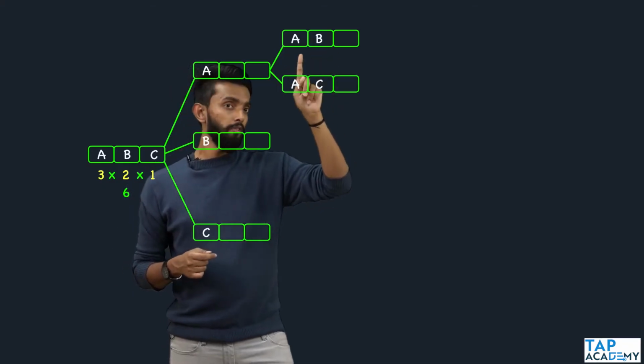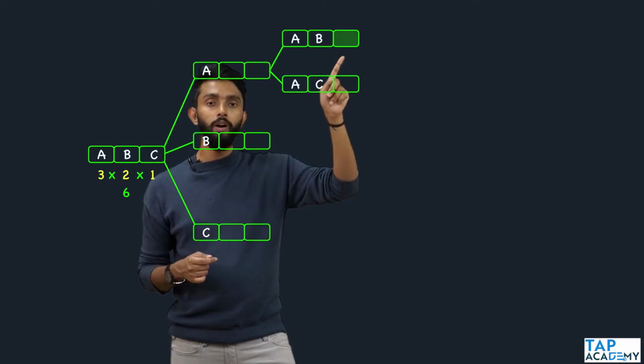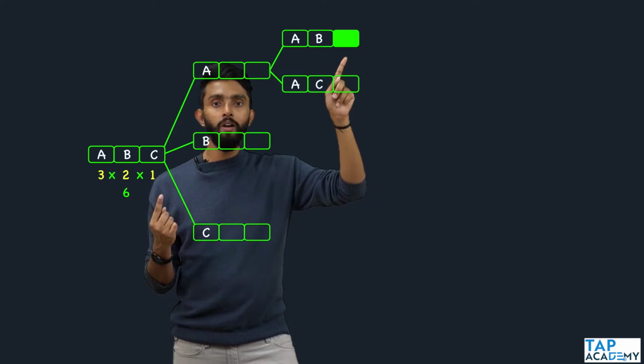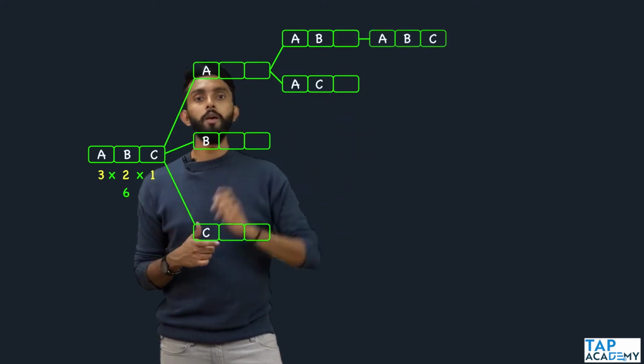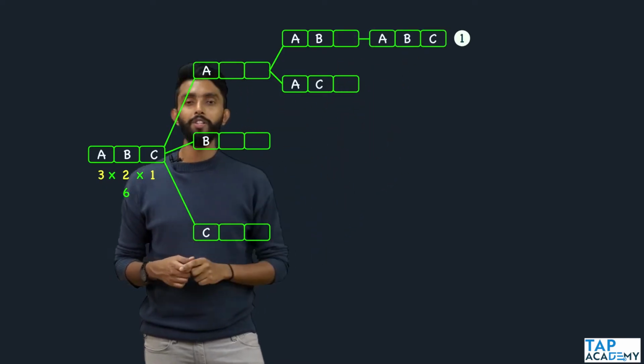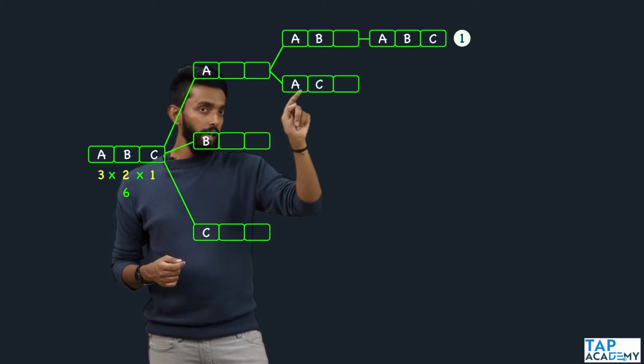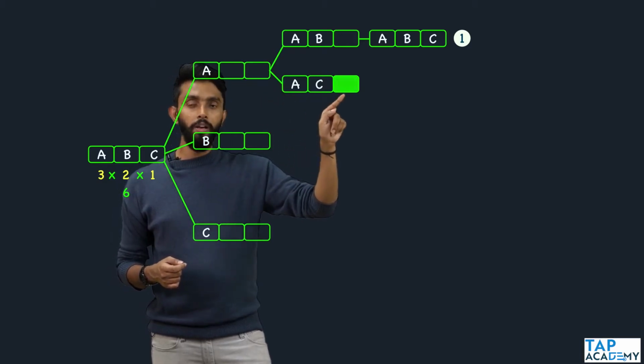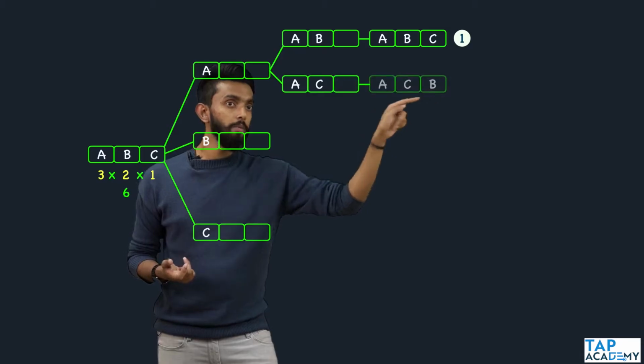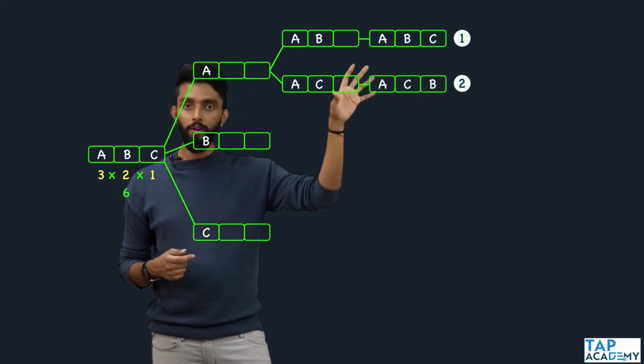Now come to this. First one is fixed, second one is fixed, third one. How many options do you have for the third one? 1, and that is the only character remaining, which means it will be ABC. That is your first permutation. Similarly, second one, A, C. There is only 1 remaining. And what is the remaining character? B. So ACB is your second permutation. I hope you're able to understand.